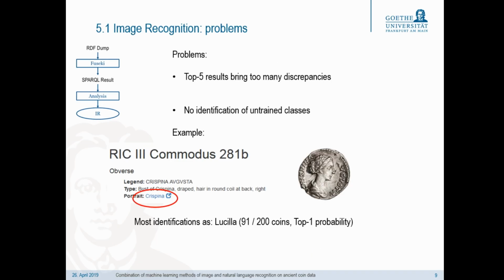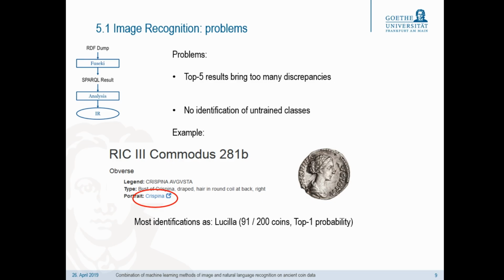So now let's switch to the image recognition. The next subject to discuss are the problems of that approach. A minor problem is the number of results for a single type. Because we have up to 5 classification results per coin and several coins per type, a comparison query shows many discrepancies on a coin type. This makes a time-consuming manual evaluation necessary.